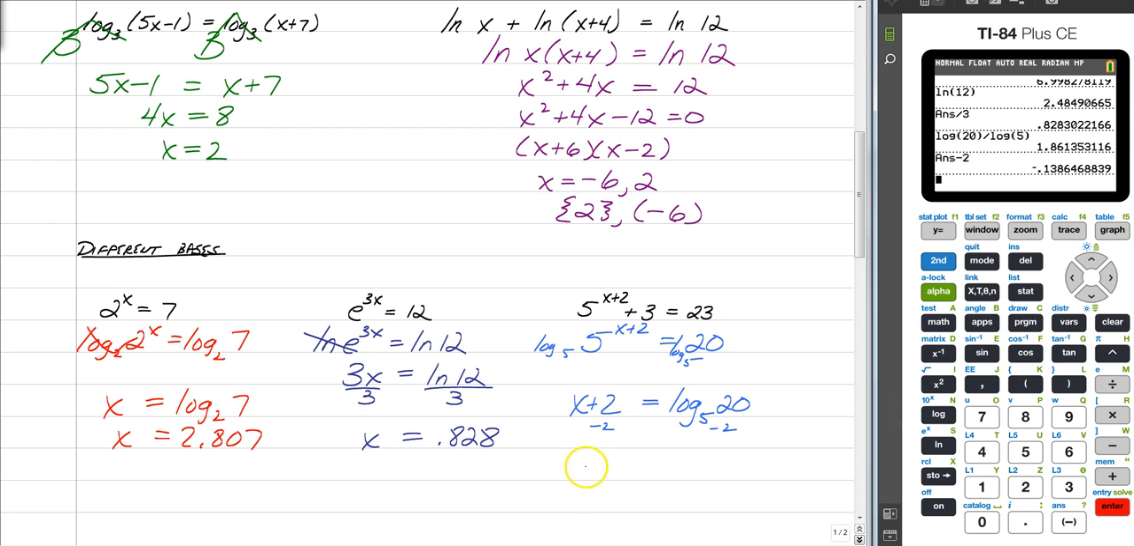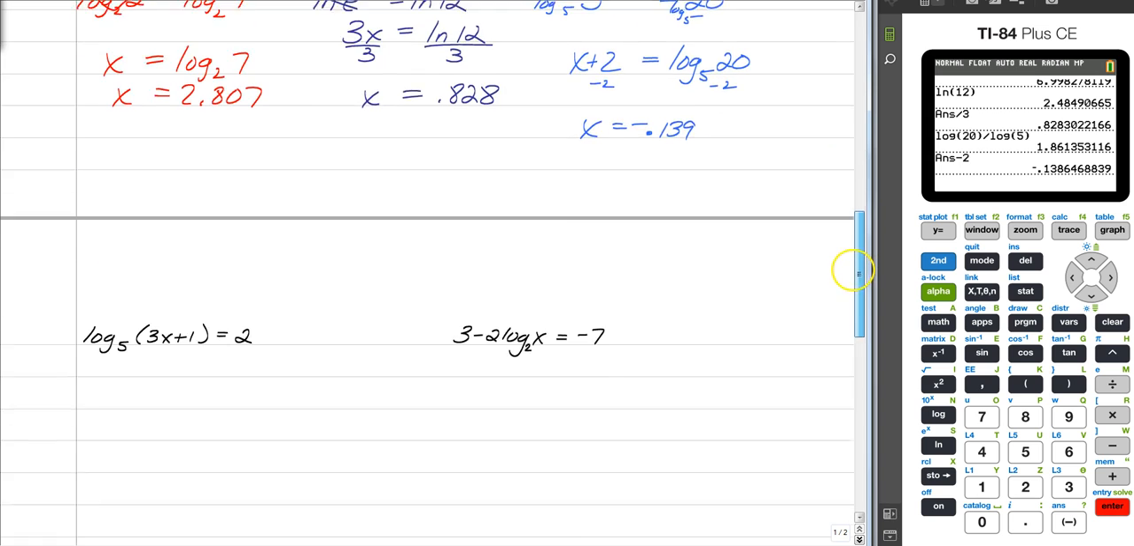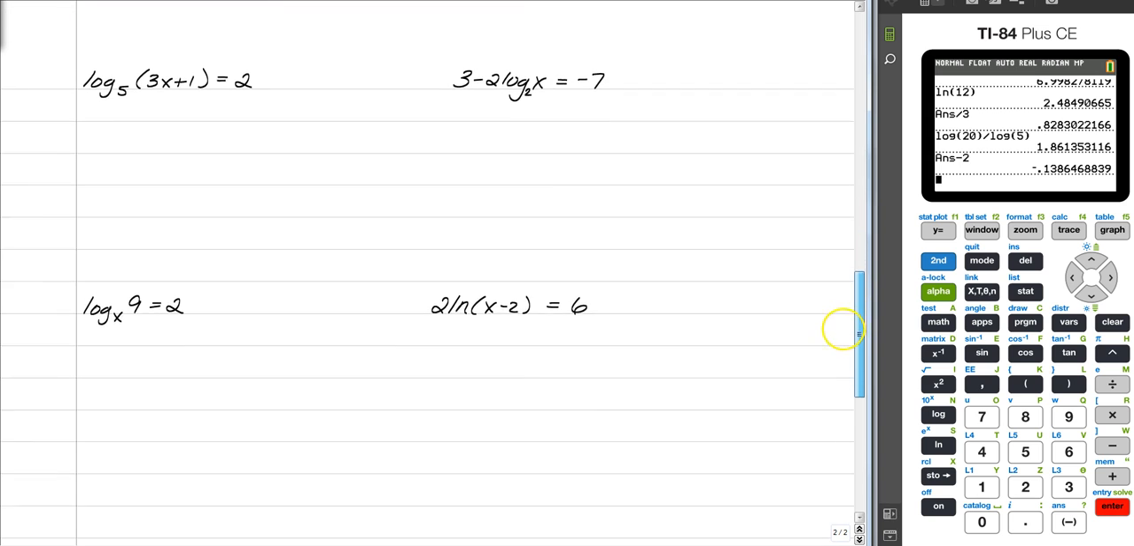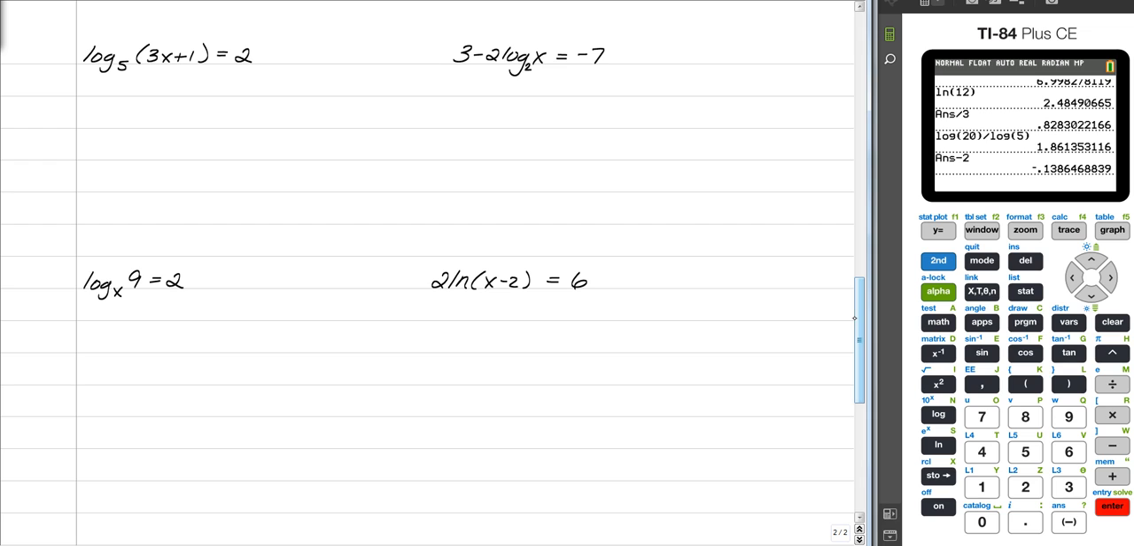And we're going to end up with x is equal to negative 0.139. Okay? So I think you see by now that you're not going to be able to solve these without a graphing calculator, so please make sure you have one ready to rock. Okay, so we have a few more to go.